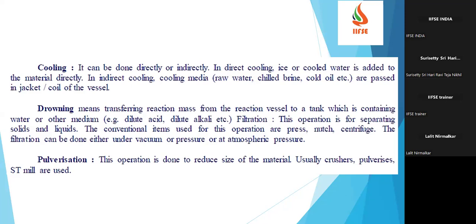For example, if you take a slurry kind of material, almost like toothpaste, you put it into the centrifuge. In the centrifuge, what will happen? Inside there will be a filter bag. You put all your slurry in that. So what will happen here? It will rotate at 1,000 revolutions per minute. Due to that speed, whatever liquid is there in the slurry will be segregated out.